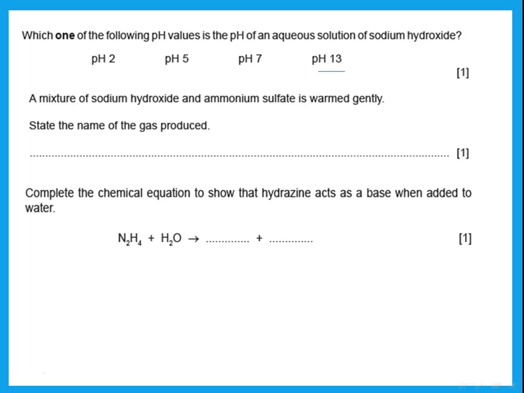Okay. Which one of the following pH values is the pH of an aqueous solution of sodium hydroxide? Remember that we said sodium hydroxide is something that has a pH of 11, 12, 13, 14, so my choice would be pH 13. Okay, he says a mixture of sodium hydroxide and ammonium sulfate is warmed gently. What is the name of the gas produced? Remember we said base plus ammonium will give ammonia gas.